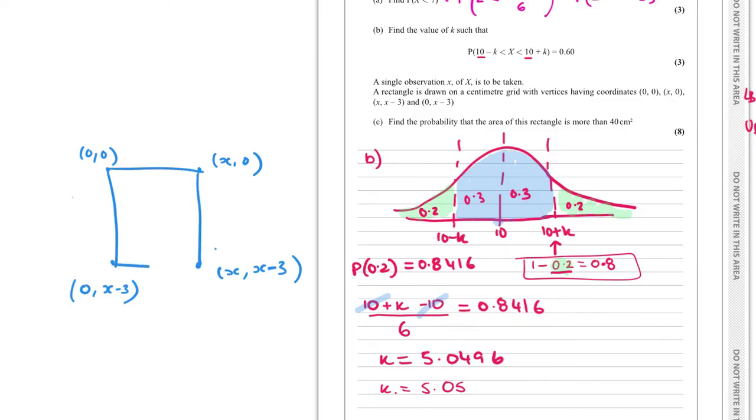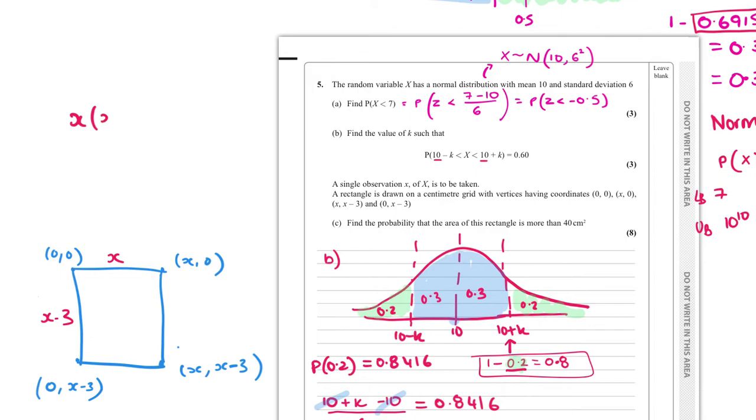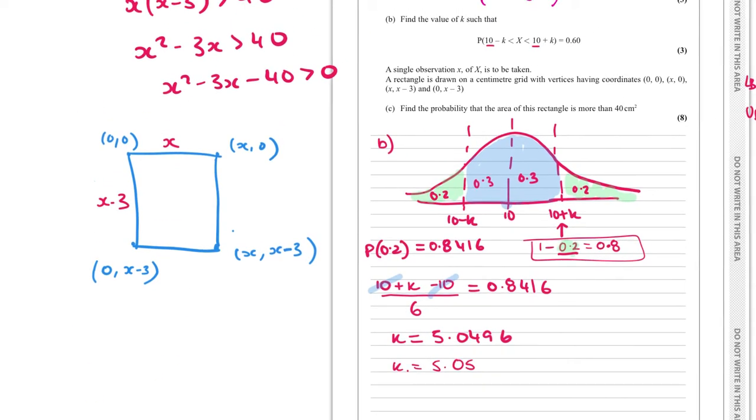Now, what do I know about this rectangle? I know straight away that my width is x and my length is x minus 3. Find the probability that the area of the rectangle is more than 40. So how do I do area? X multiplied by x minus 3 is greater than 40. So I'm going to have x squared minus 3x is greater than 40. So x squared minus 3x minus 40 is greater than 0.